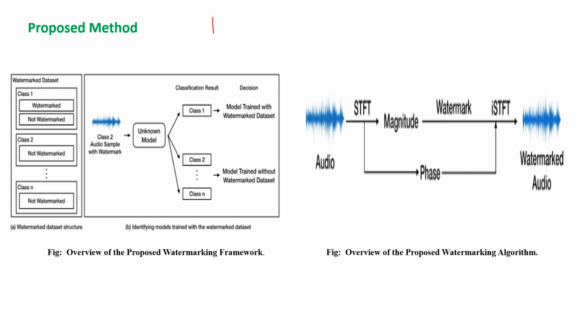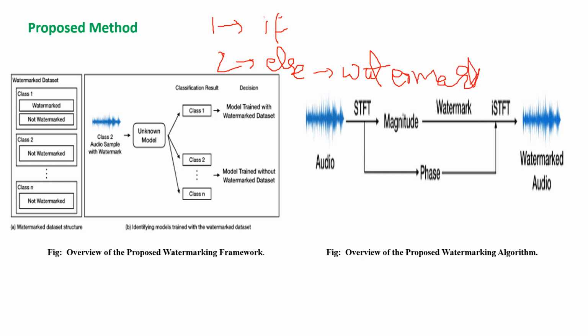One statement is the if condition, if it is not watermarked. The second is the else condition, that is, watermarked. Based on this condition, we can perform CNN here, a convolution neural network. And for this also we can perform CNN, a convolution neural network.